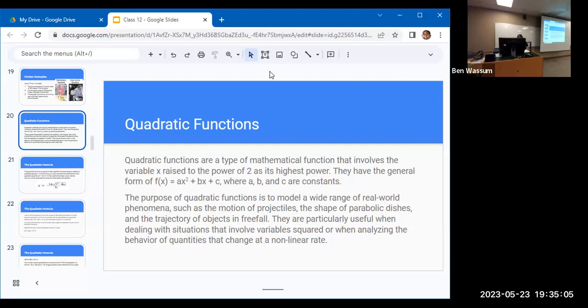The purpose of them is to model a wide range of real-world phenomena, such as the motion of projectiles, shape of parabolic dishes, trajectory of objects in free fall. Particularly useful when dealing with situations that involve variables squared or when analyzing the behavior of quantities that change at a nonlinear rate.